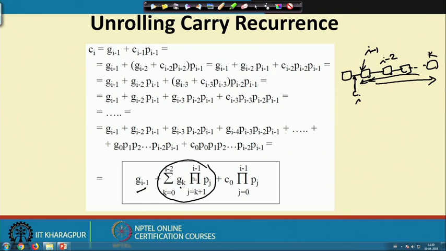So, that way we have got this carry propagated, and the other possibility is that initially C_0 was there. The input carry was 1, and then all the stages 0 to i-1 propagated that carry. So, these are the three alternatives that we can have for the carry generation.